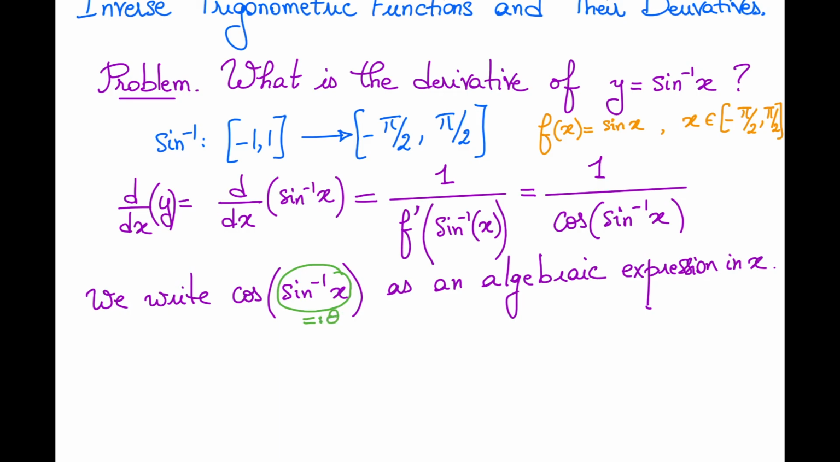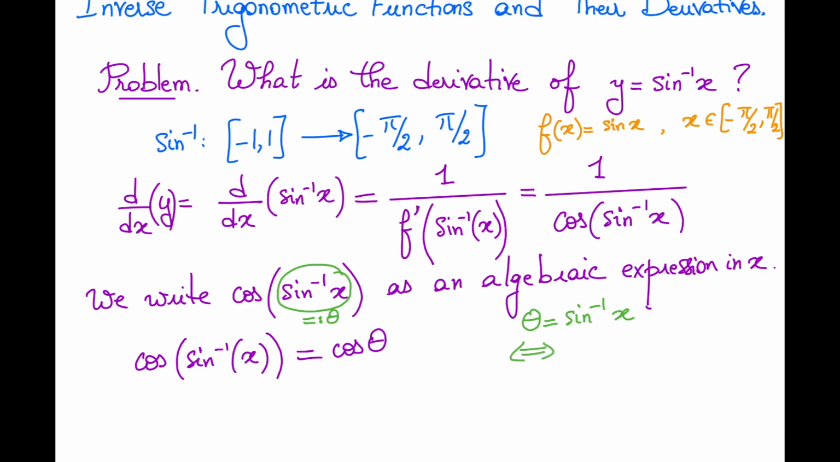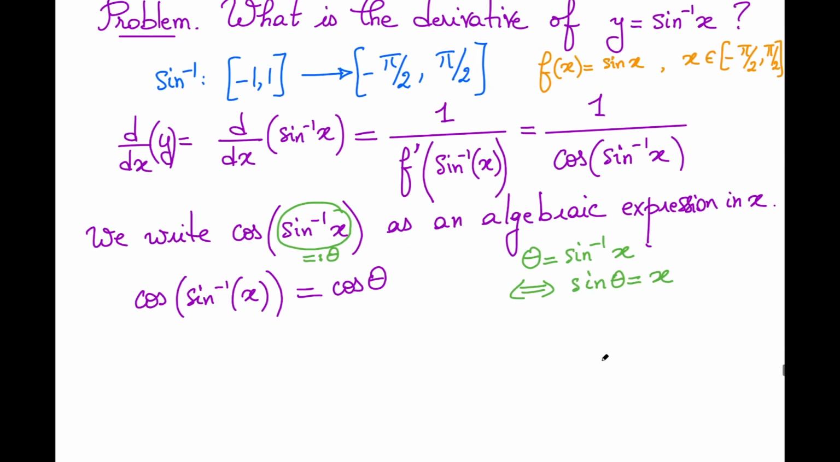So this becomes cosine of sine inverse of x, which becomes cosine of theta, right? And if theta is sine inverse of x, what can you say about sine of theta? This means that it's x, right? Based on the inverse function: f inverse of x is y if and only if f of y is x, right?